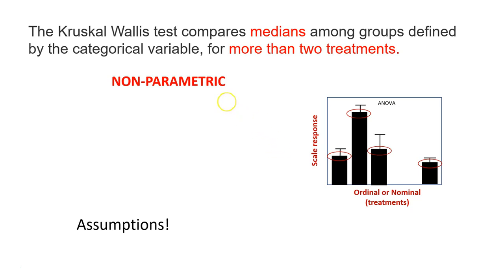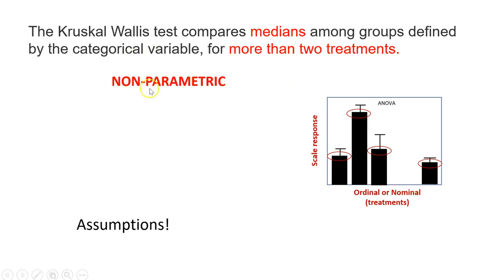What we know about non-parametric stats is that they test the medians rather than the means, so are a bit more resilient against skewed data or where there's lots of outliers. Similar to the one-way ANOVA, the Kruskal Wallis test compares medians rather than means among groups defined by the categorical variable for more than 2 treatments. So remember, ANOVA, Kruskal Wallis, always more than 2 treatments. If it's 2 treatments or less, you should be thinking t-test and Mann-Whitney U-test.